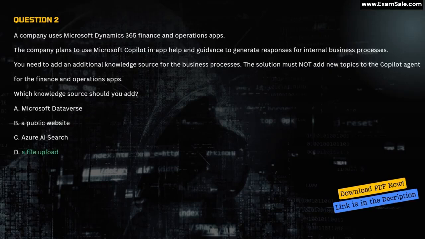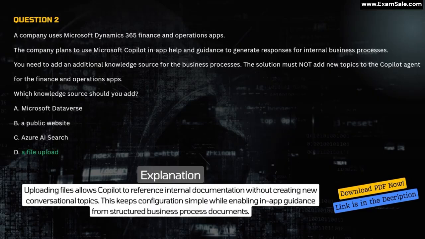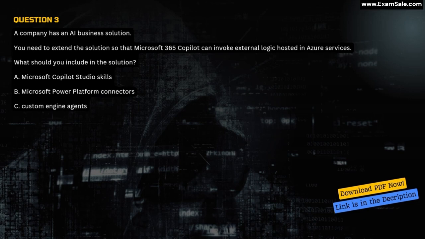A file upload. Explanation. Uploading files allows Copilot to reference internal documentation without creating new conversational topics. This keeps configuration simple while enabling in-app guidance from structured business process documents. Question 3. A company has an AI business solution. You need to extend the solution so that Microsoft 365 Copilot can invoke external logic hosted in Azure services. What should you include in the solution?